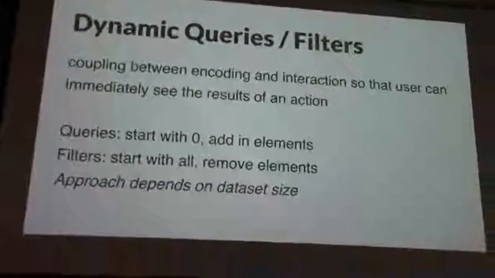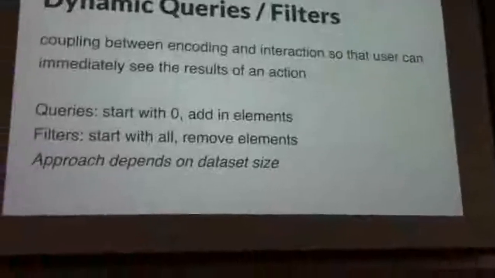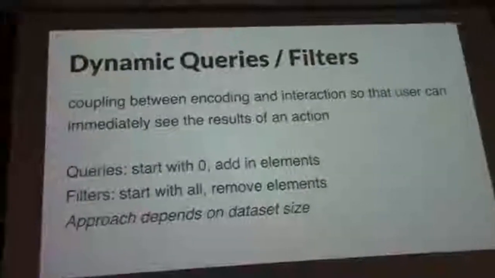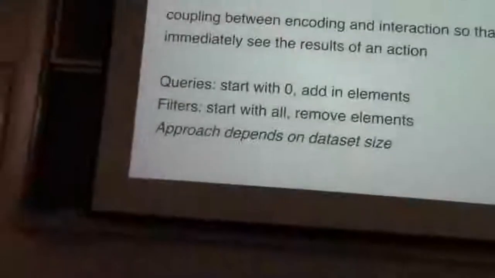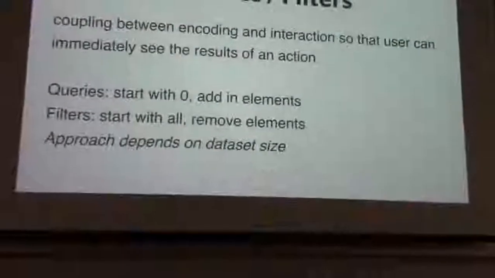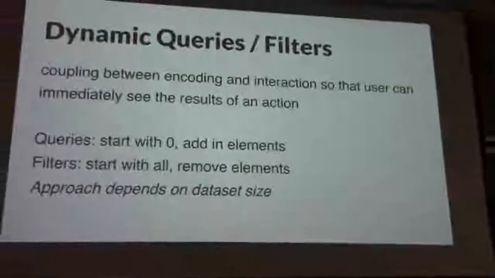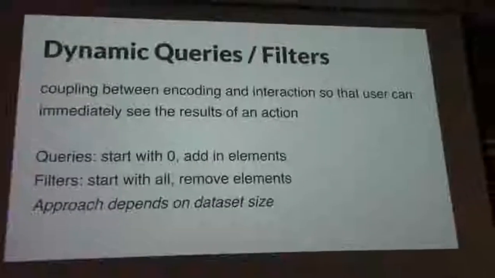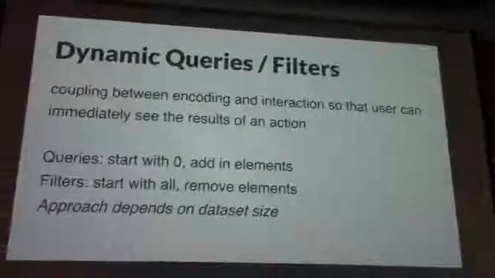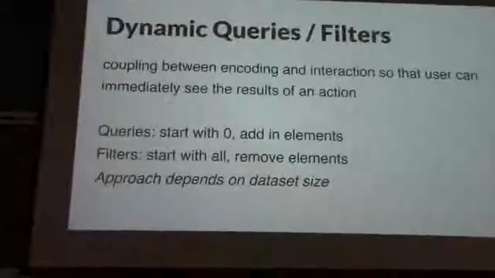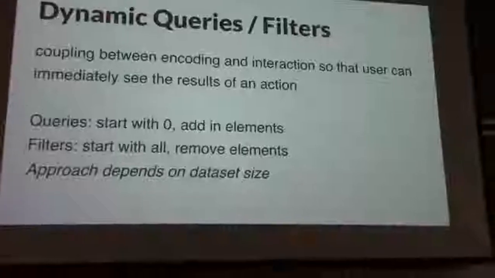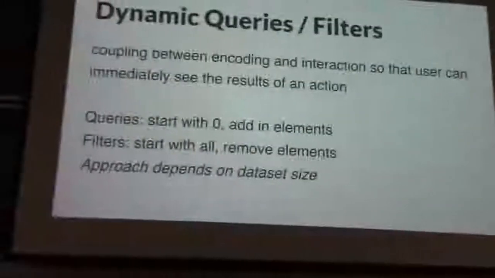When you choose a query or a filter, that depends a little bit on the size of your data set. If you have an immense data set, you probably want to go query first. But on the other hand, if you want an overview of your data set and you can reasonably render one, you might want to start with all elements and remove them, like this classical overview first, zoom and filter, details on demand paradigm. So the approach here depends really on the data set size.